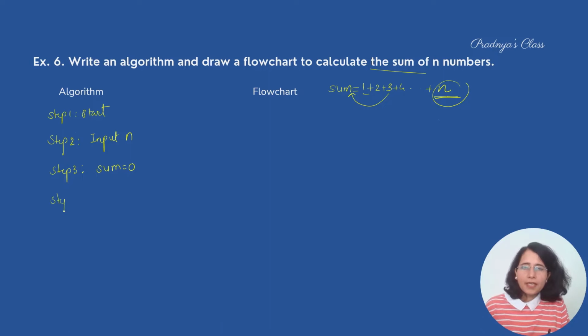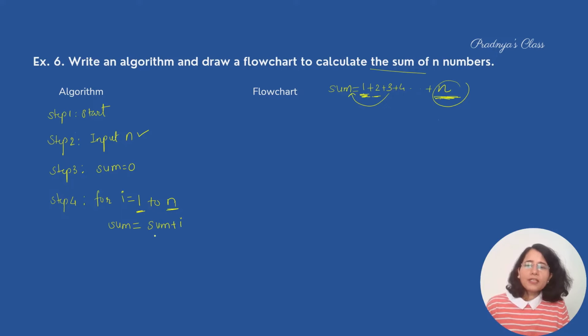Okay, let's design the next step. Step 4 will be for loop. For that I am taking one variable I to move from the first number till the last number. So the value will be 1 to n. So we are starting with 1 and we will go up to n numbers that we are getting as input. Now we have to add each and every number. So for that I am writing one statement, sum equals sum plus I. So initially the sum was 0 and the first time the value of I will be 1 and it will get added.